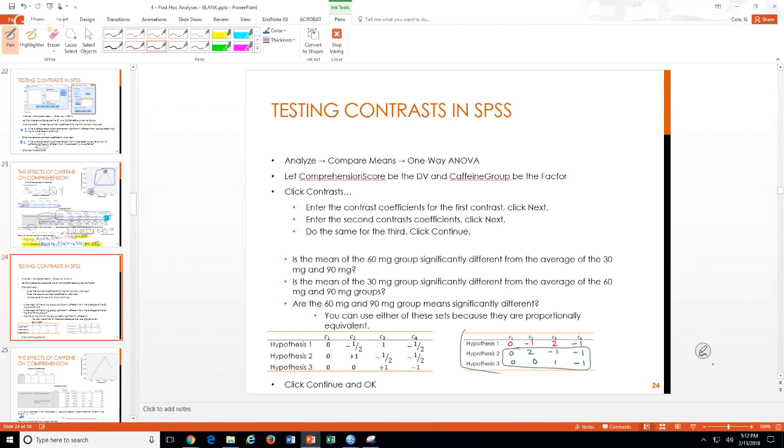Do we need to erase the previous contrast? Yes, you will have to remove those.